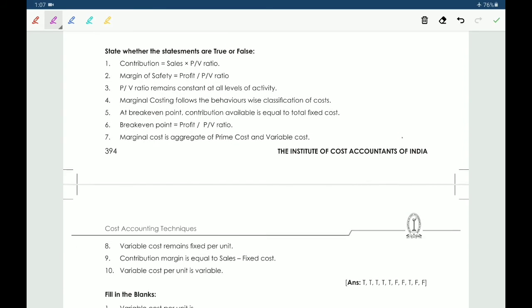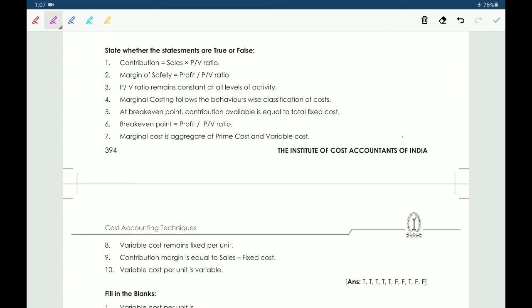Next, state whether the statements are true or false. So the first one, contribution equal to sales into PV ratio. Okay, the statement is true. Next, margin of safety, profit by PV ratio. True. PV ratio remains constant at all levels of activity. True. Marginal costing follows the behavior-wise classification of cost. Yes, it is also true.